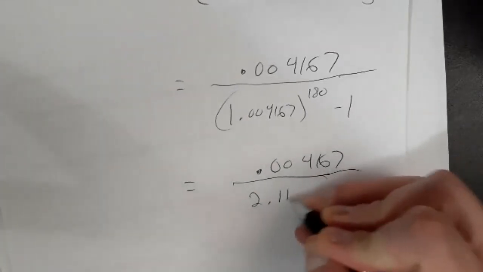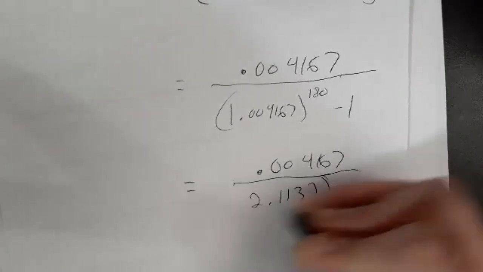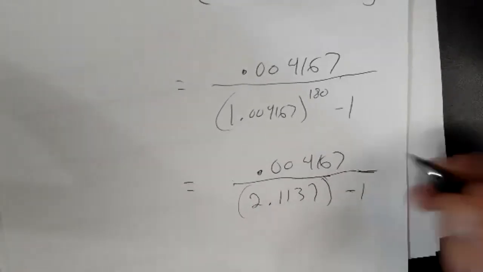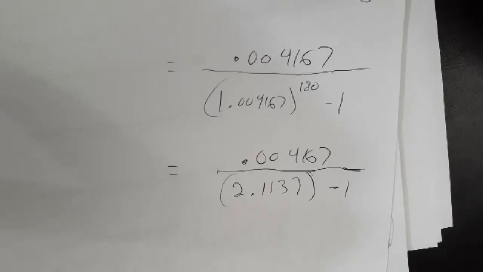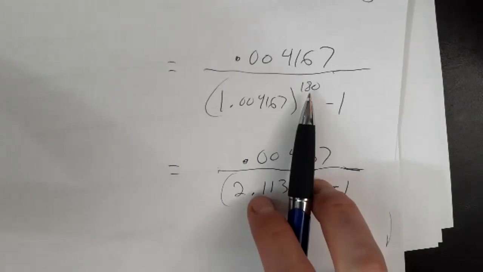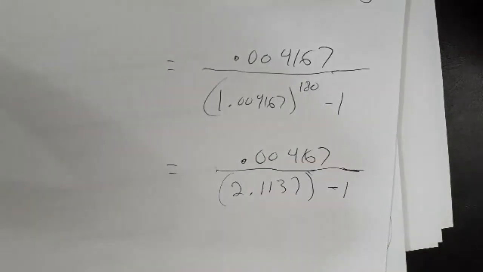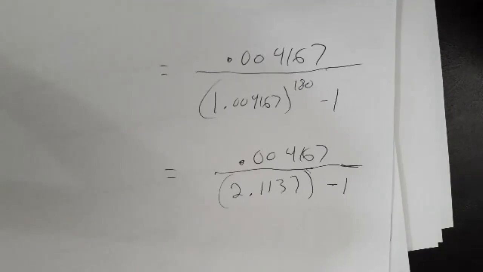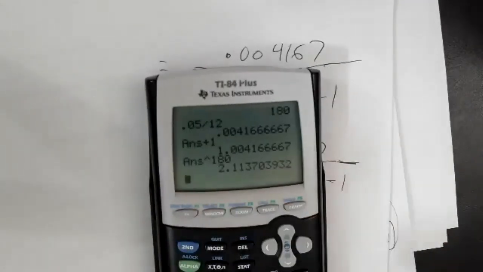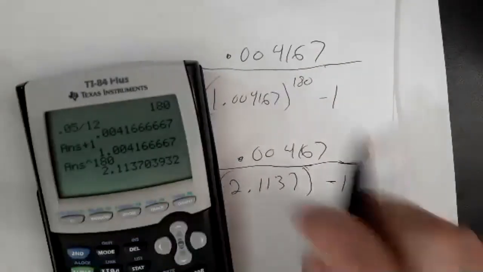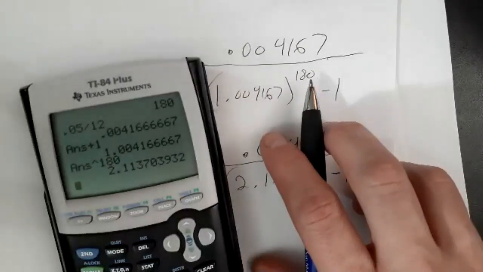Okay, so then that's 1.00416 divided by 180. Is that correct? We're getting like 2.113. So 1.004167, and we have to raise that to the 180 power. So that's where I'm confused, the 180 part. Is it 180 minus, is it 180 divided by? No, this is an exponent. So this is the base, this is the exponent.